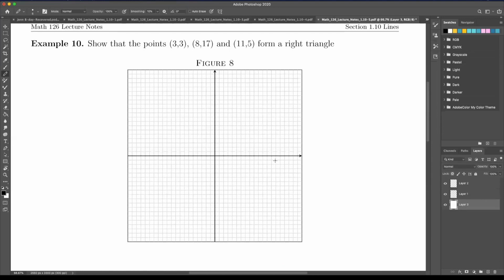Why would I ever use parallel and perpendicular? I want to know if these points form a right triangle. In order to do that, I'm actually going to graph them. So here I'll have 3 and 3, which goes here. I'll have 8 and 17. Oh boy. 1, 2, 3, 4, 6, 7, 8. Perfect. And then I go up 17.